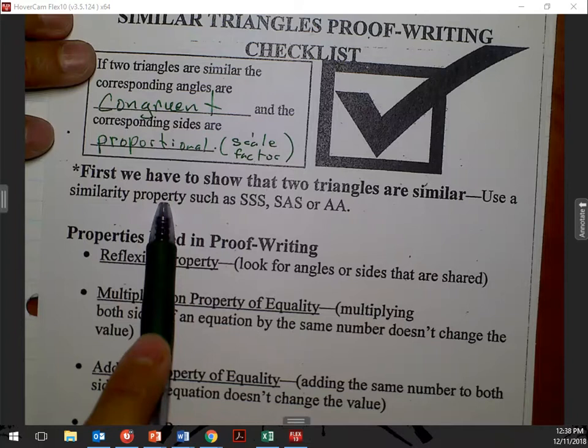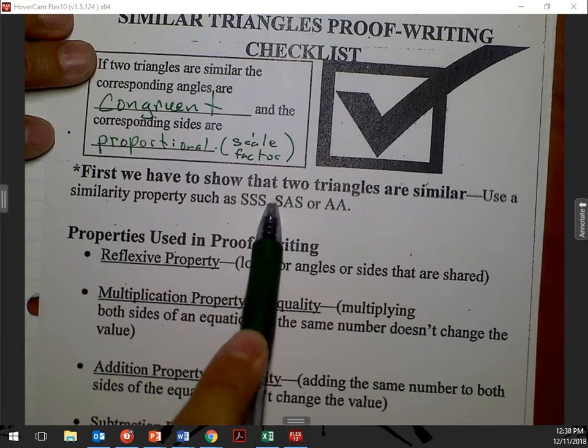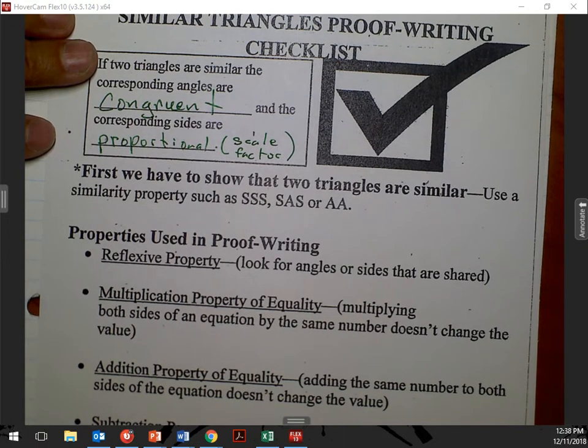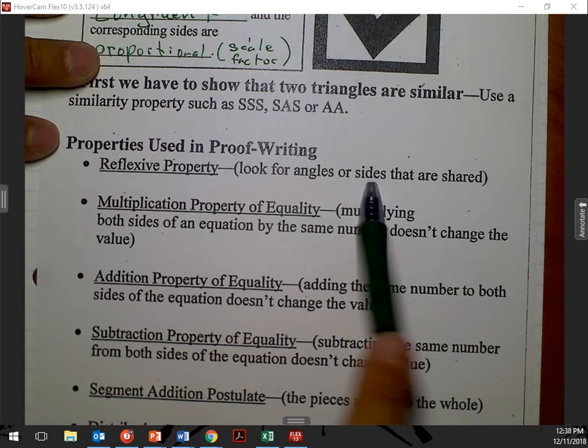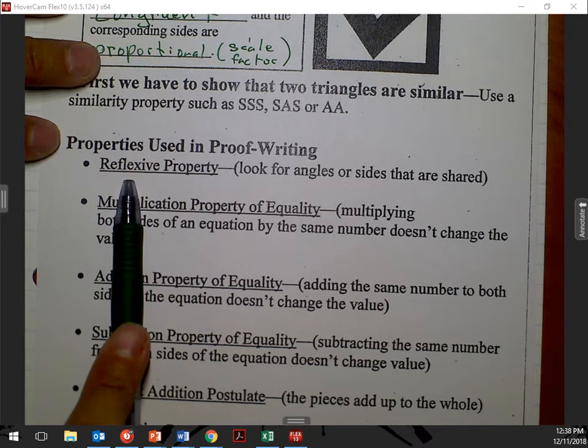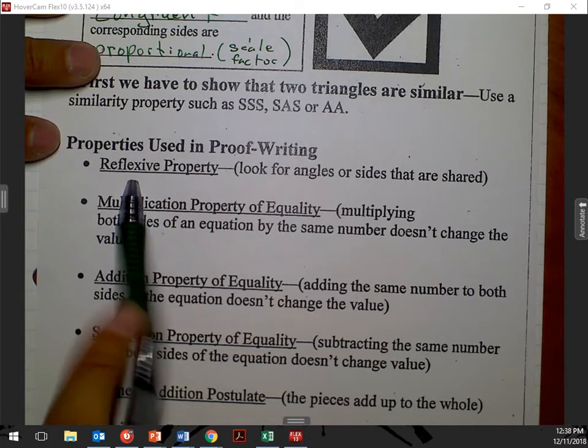Okay. We have to show the two triangles similar. Use the similarity properties such as side-side-side, side-angle-side, or angle-angle. Reflexive property: take a look for angles or sides that are shared. What shape is reflexive property? Shared sides? Yeah, so a shared side.